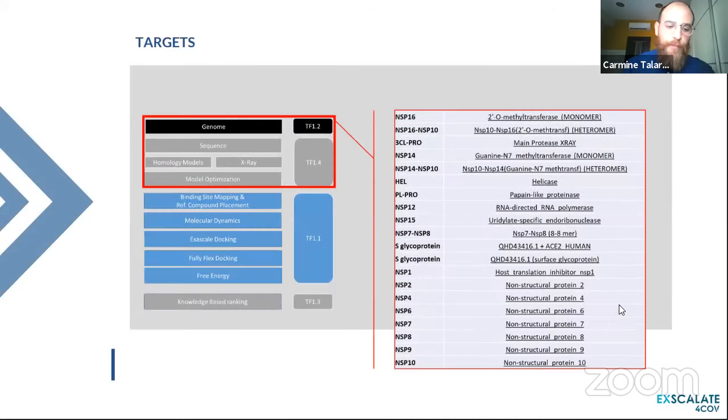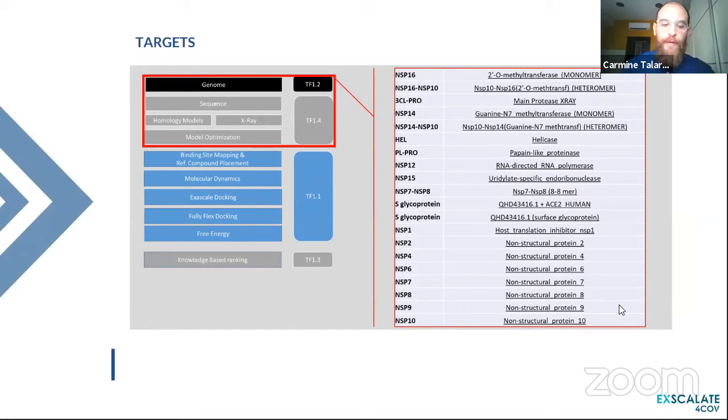And this type of close collaboration between task forces allowed us to identify the proteins with higher interest in the very early stage of the COVID-19 emergency. And these proteins were then immediately made available for the computational task force.